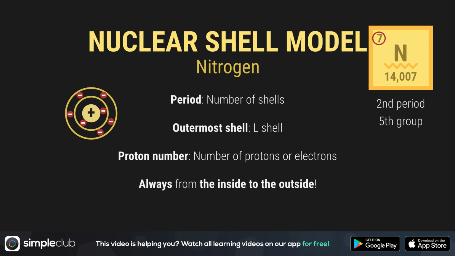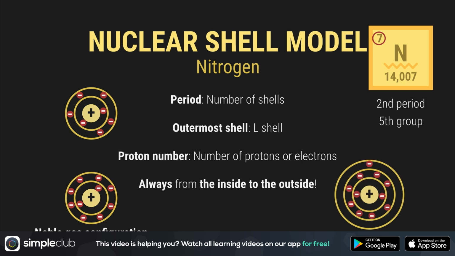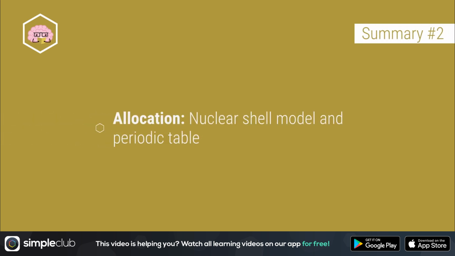The outermost shell helps us guess how the element is going to react in most cases. Atoms always want their outermost shell to be filled, therefore would like 8 electrons to be in their outermost shell. That is also called the noble gas configuration. On our right, we have sodium as an example. For example, sodium would rather lose its outermost electron to reach the noble gas configuration than take 7 more. But let's not go deeper than that. The most important thing is that you are able to place the periodic table elements' electrons in the right shells according to the nuclear shell model.